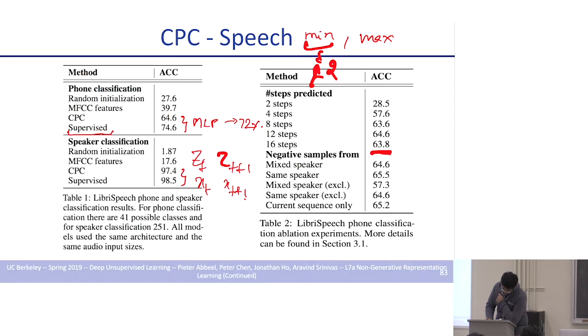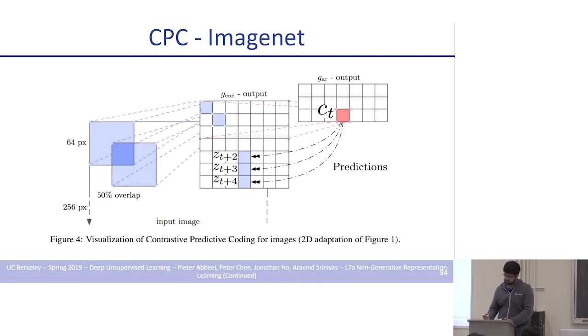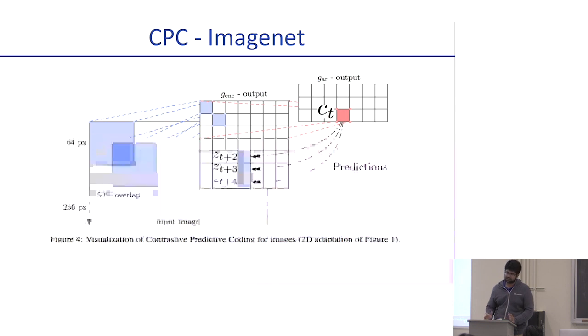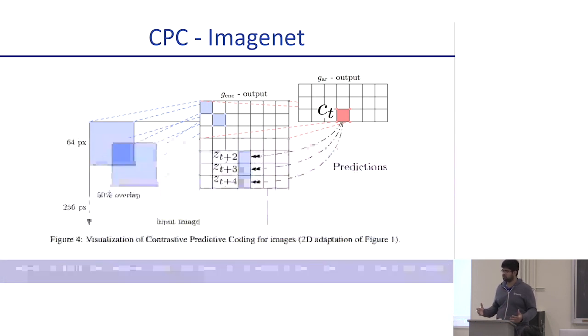Okay, so that concludes CPC speech. Now, about the visual representation learning part, CPC ImageNet. The idea of writing the CPC paper was that they wanted to have one approach that works on different modalities like image, speech, text, reinforcement learning, everything. So that obviously puts the burden on the designer of the model to figure out what is the future and what is the past for different domains.